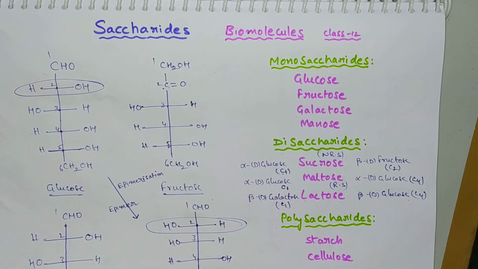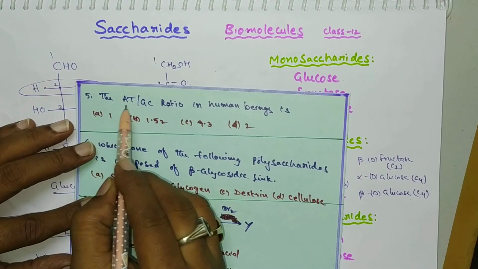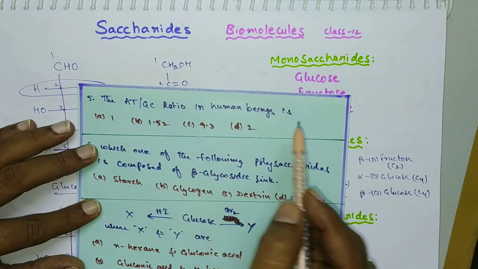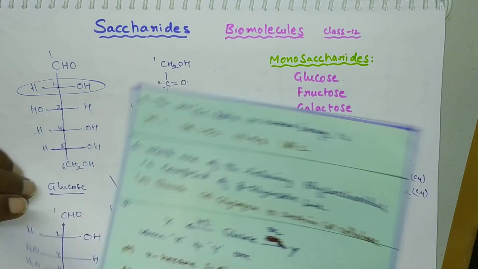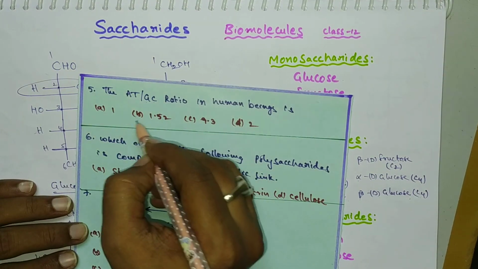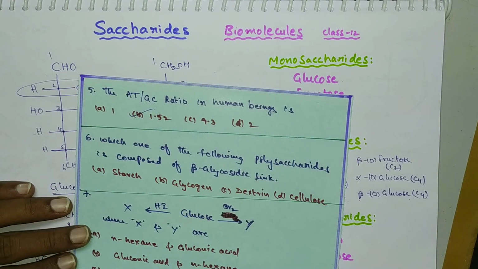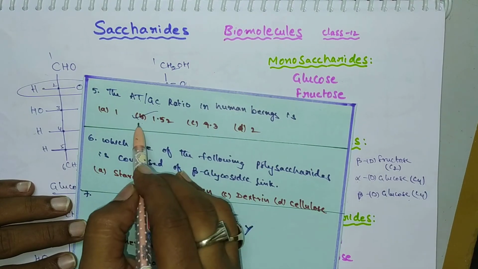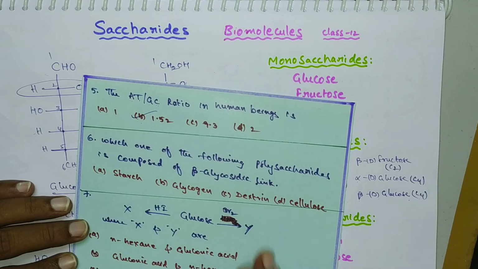Next one. The AT and GC ratio in human beings is: AT base pairs, adenine and thymine, and GC base pairs. The ratio is always 1.52. You have to remember this point. The ratio of adenine-thymine base pairs and guanine-cytosine base pairs is always 1.52 in human beings.